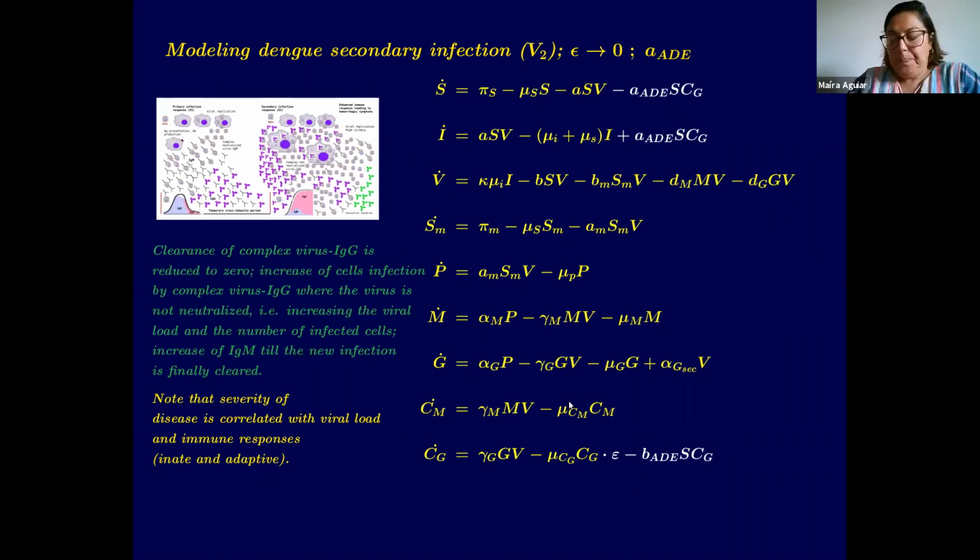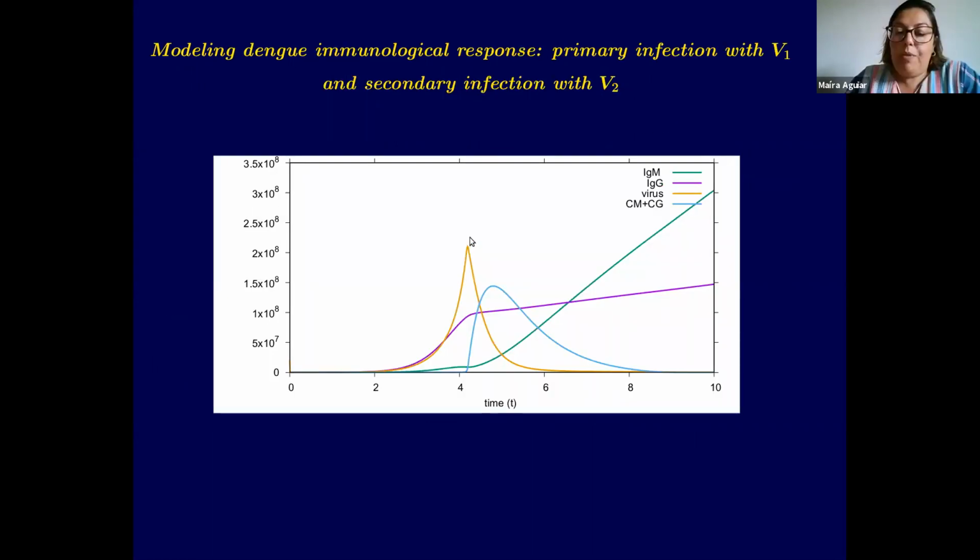And when you look at it, we see here that you have an increased viral load. I'm going to compare all the graphics in the next slide. We have the same process with IgG appearing first, then IgM. We have an enhanced immunological response mediated by these complexes, antibodies and viruses.